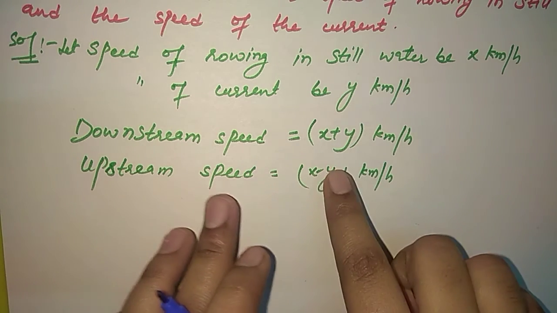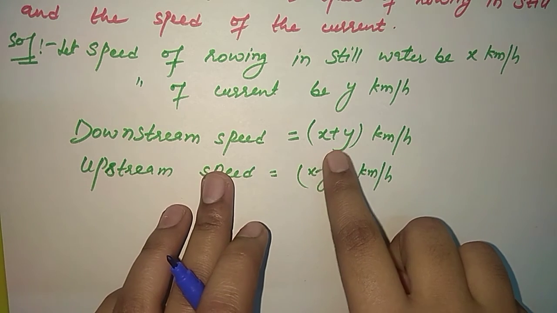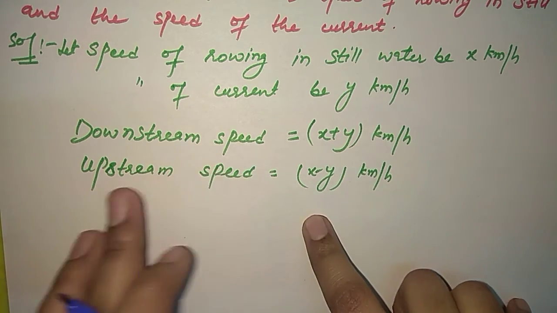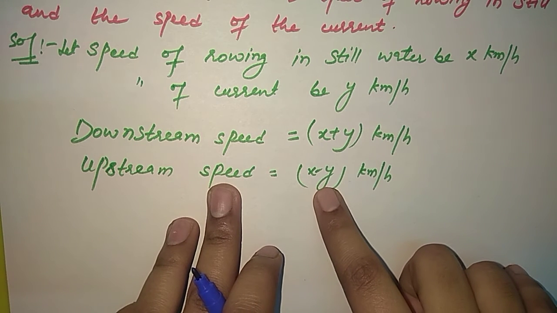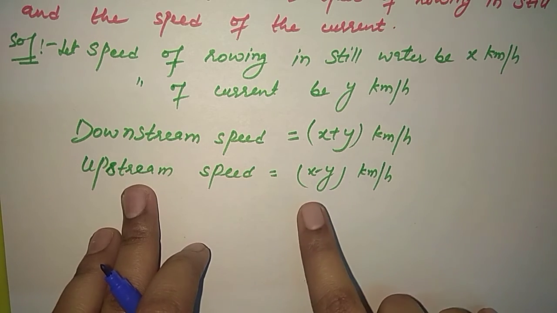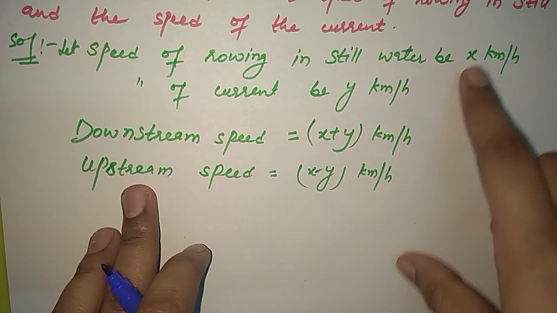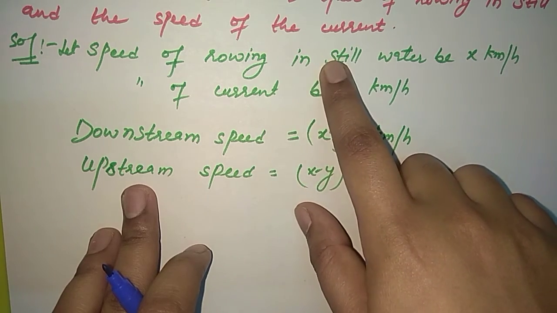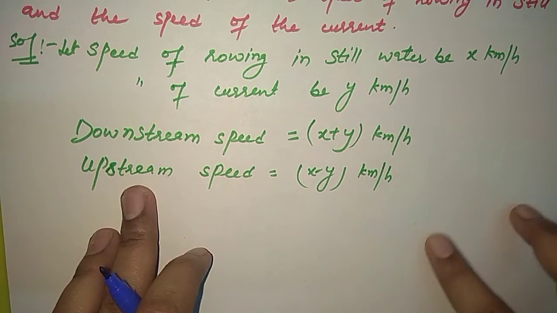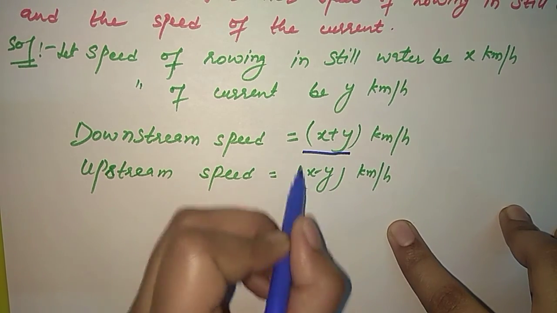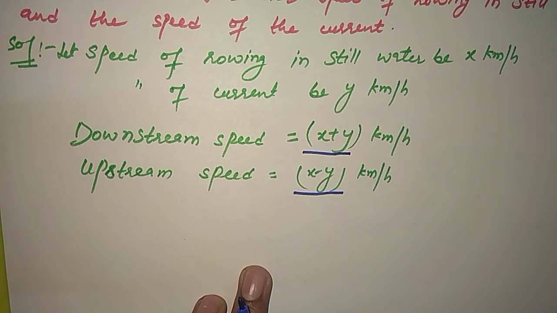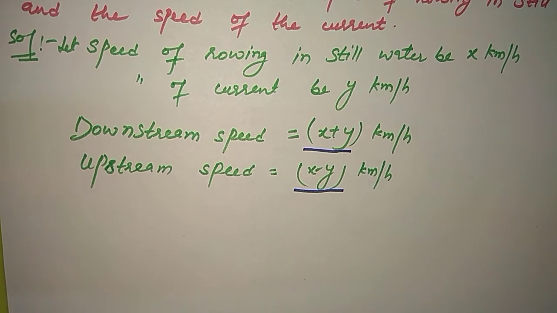Now, as I have told you, downstream means if we are moving in the direction of water. So, then we have downstream speed is equals to x plus y because they are in the same direction. And upstream speed is equals to x minus y. Why? Because upstream means in the opposite direction to the flow of water. So, x minus y. X is the speed of rowing in still water and y is the speed of current. So clear? If you know this point, this is very important point, always remember this. If you know this point, then you are able to do the next part of the question, otherwise not.